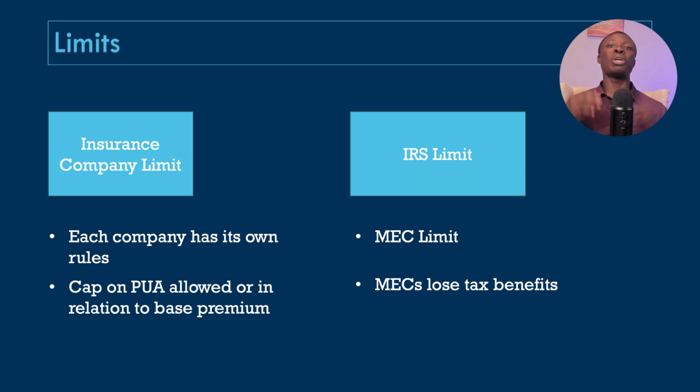Now, once you cross the MEC limit, your policy will be considered a Modified Endowment Contract or MEC. If your policy becomes a MEC, you lose the tax benefits. Your cash value still grows tax deferred, but the withdrawals are subject to income tax and a 10% penalty if you are under age 59 and a half. You really don't want a MEC if you are considering borrowing from your policy. To maximize cash value, you need to keep the base premium low and put as much as you can into PUA. Let me say that again. Keep the base premium low and put more into the PUA.